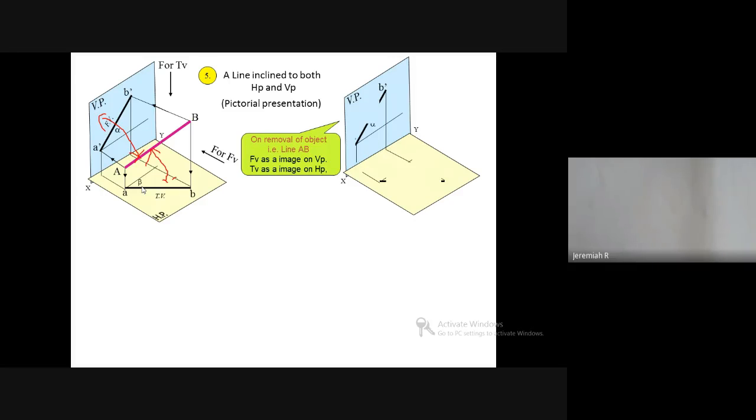So we have to rotate clockwise 90 degrees. When you rotate, you get an inclined line. Here also you get an inclined line. So with alpha and beta, the front view also reduces the length of the line, and the top view also reduces the length of the line.